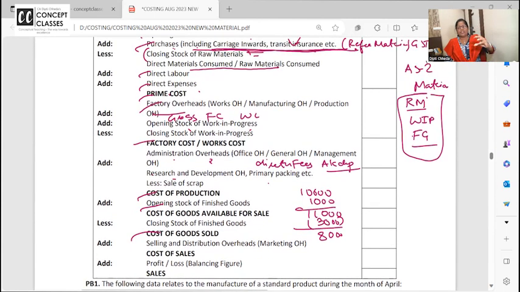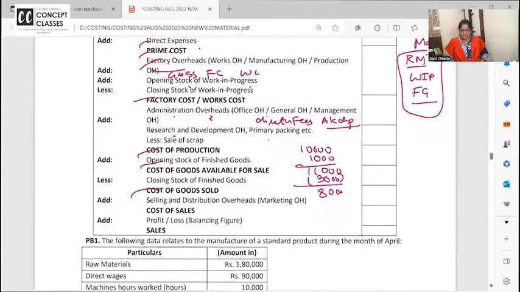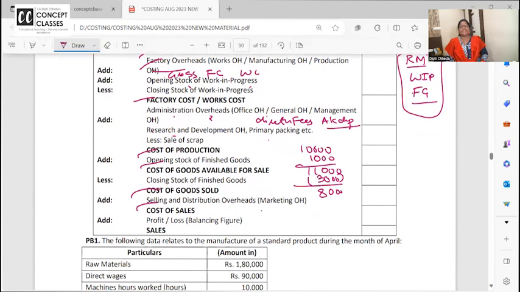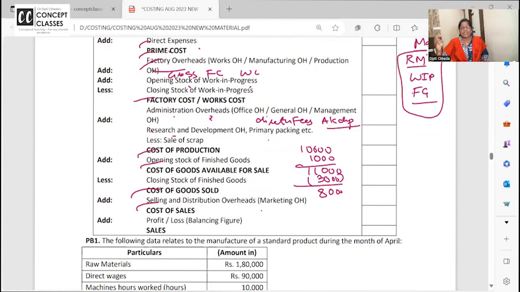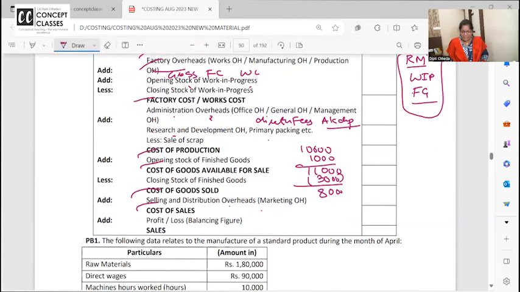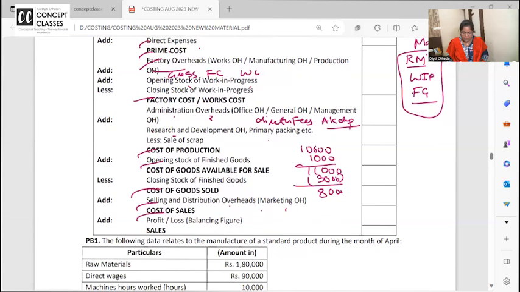Once you get cost of production, add opening finished goods minus closing finished goods, you get the COGS, cost of the goods sold. Add selling and distribution expenses: sales related delivery van, its depreciation, repairs, insurance, salesman's salary, traveling expense, advertisement, discounts you are giving in the sales, marketing expense, secondary packing, all this will come under selling and distribution, and you will get the cost of sales, then profit, then sales.